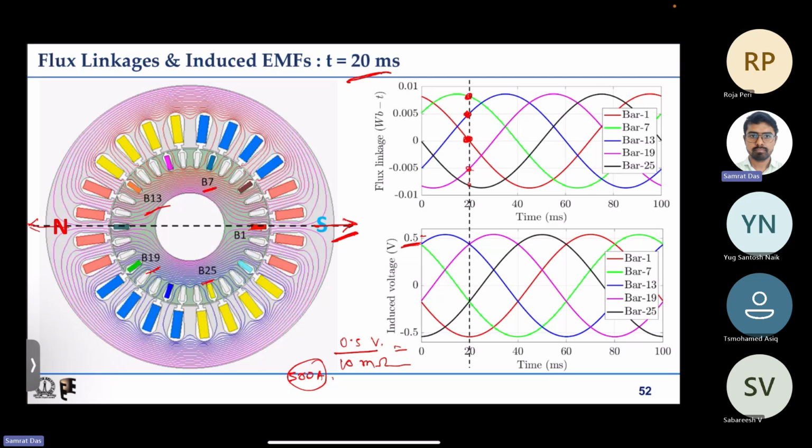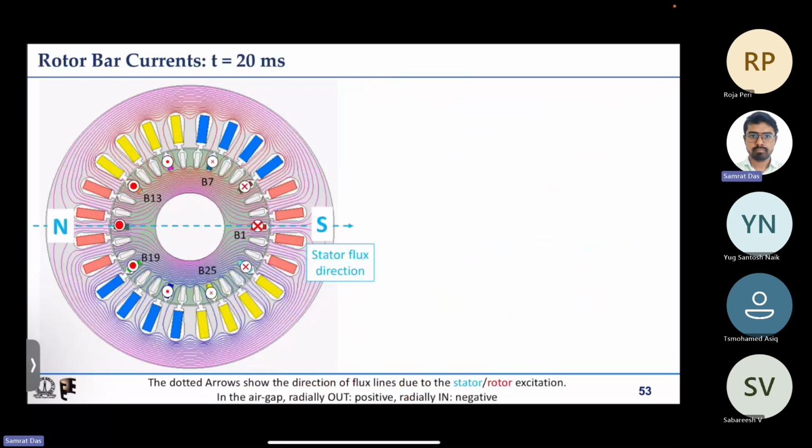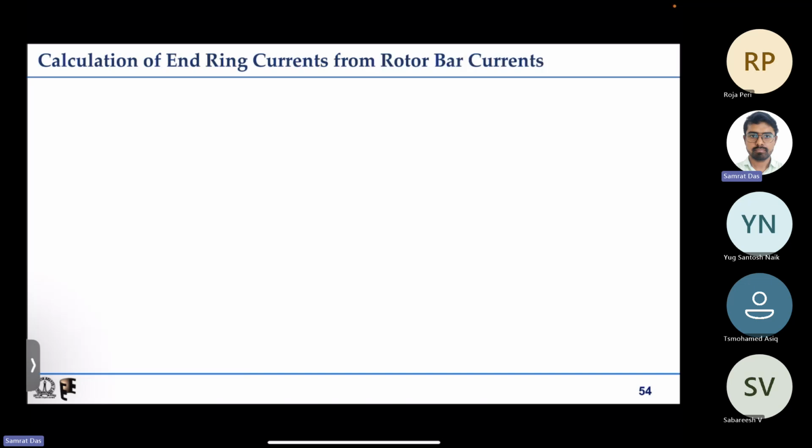And this can be looked at from another perspective also, like why bar current should be so much higher. Probably we'll discuss it after I go through how to get the end ring current. So say we know the rotor bar currents. So how are rotor bars connected?